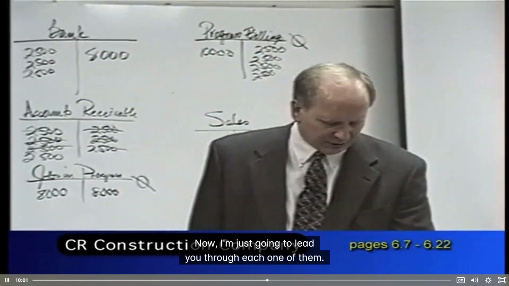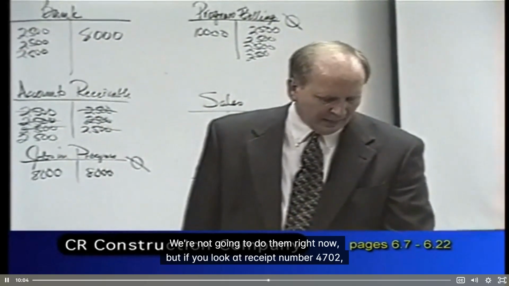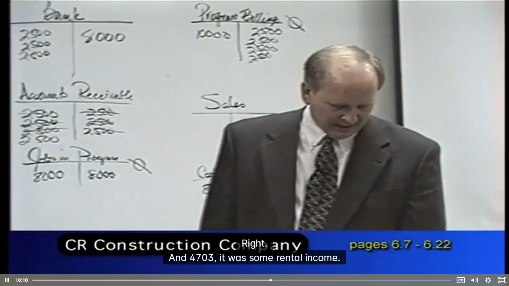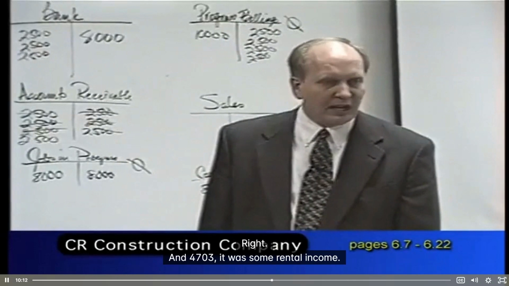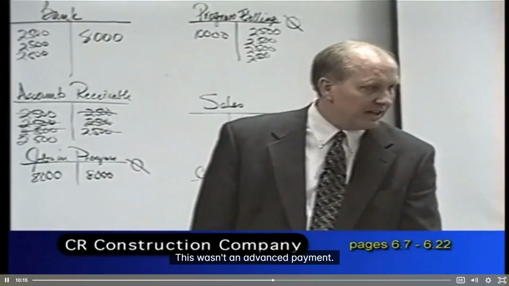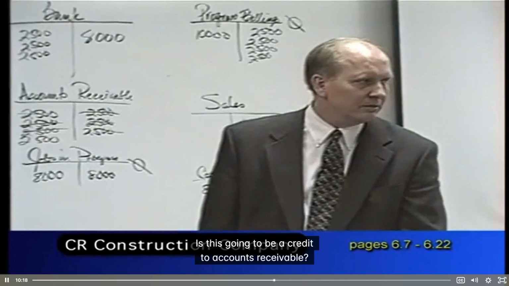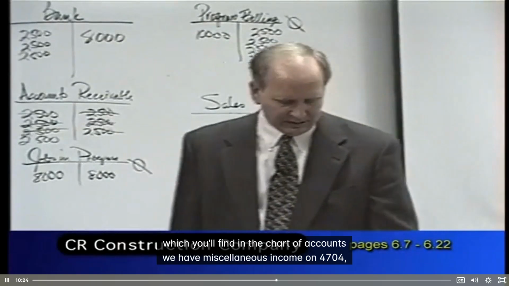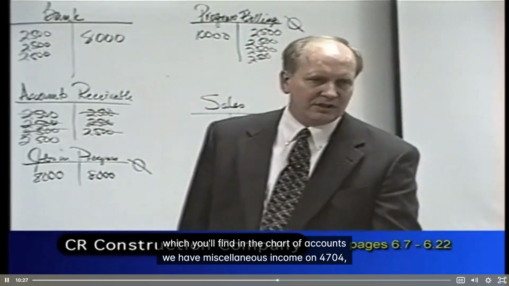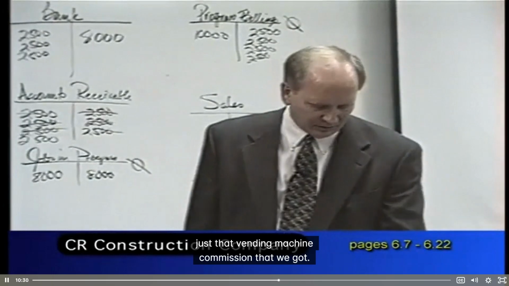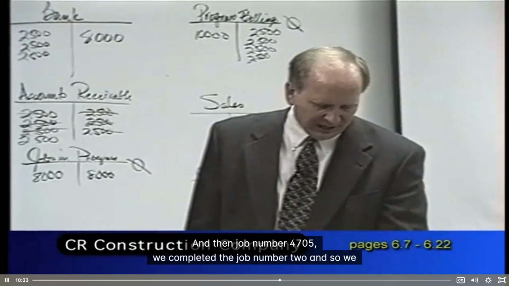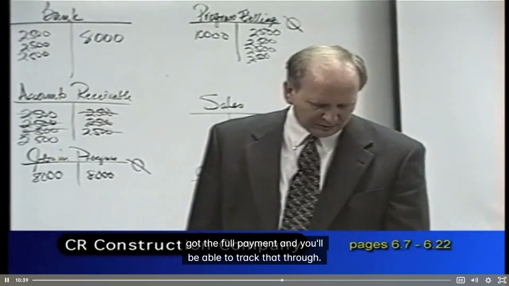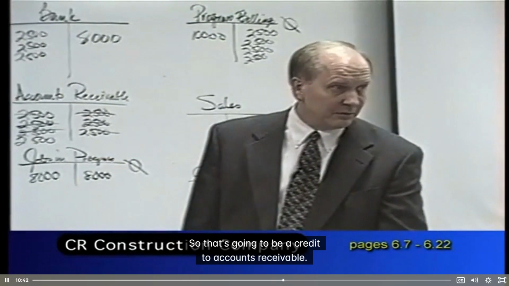Now let's just go, I'm just going to lead you through each one of them. We're not going to do them right now. But if you look at receipt number 4702, it was advance payment on job number 5, right? And 4703, it was some rental income. This wasn't an advance payment. Is this going to be a credit to accounts receivable? It's going to be a credit to a rental income account, which you'll find in the chart of accounts. We have miscellaneous income on 4704, just that vending machine commission that we got. And then 4705, we completed the job number 2, and so we got the full payment, and you'll be able to track that through. So that's going to be a credit to accounts receivable, right?